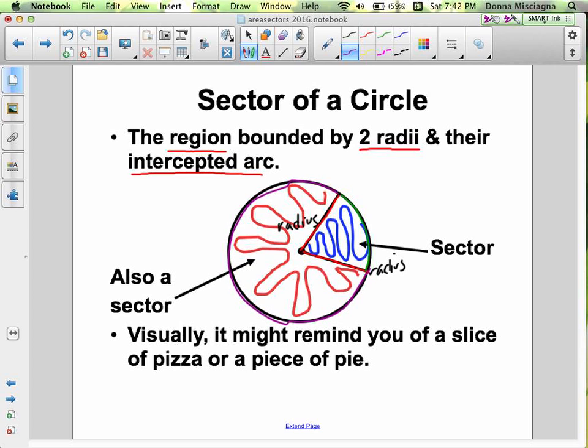All right, so visually it might remind you of a slice of pizza, or a piece of pie, or a very large piece of pie if you're eating the red part. Leave one piece behind and eat the rest.